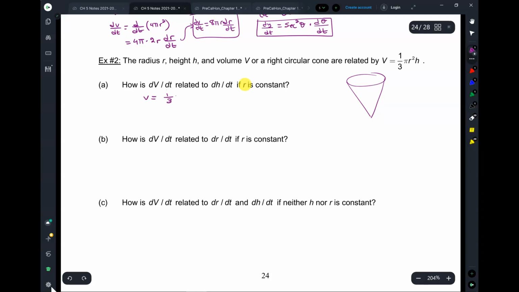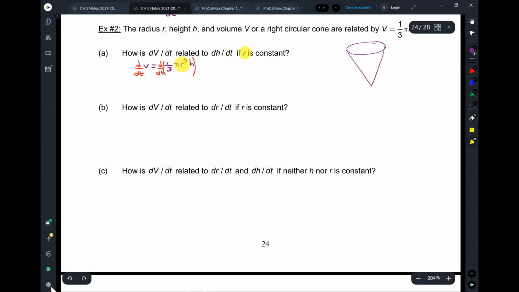So what I'm going to do, with 1/3 pi r squared h, is take d dt of both sides. But now, look at what it's saying. It's saying r is a constant. So the 1/3 and the pi are constants. Well, now the r is also a constant. So it's like pi/3 times like 5 squared. So all of those things are constants together, so they can all come out.